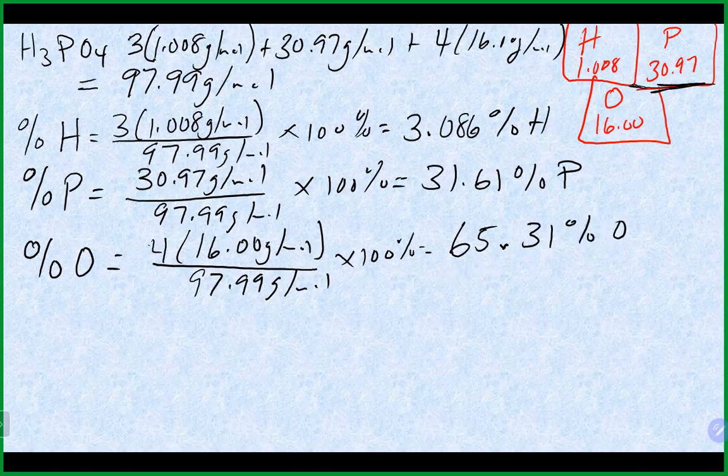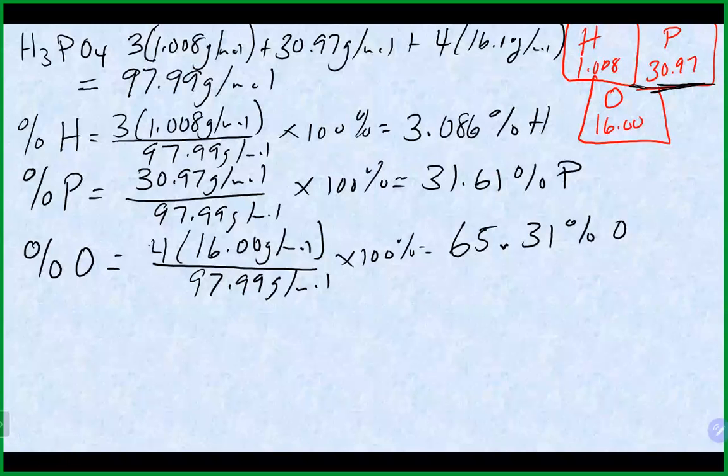Any questions on that? And again, when you add up your percentages, they should add up to 100%, which they obviously do. A little bit more, a little bit less, depending on rounding, but you should definitely be at the 100% mark there. Any questions on how to calculate percent composition by mass?